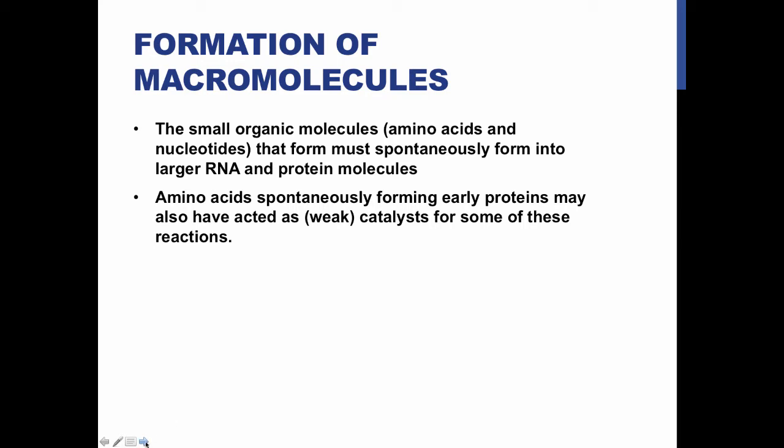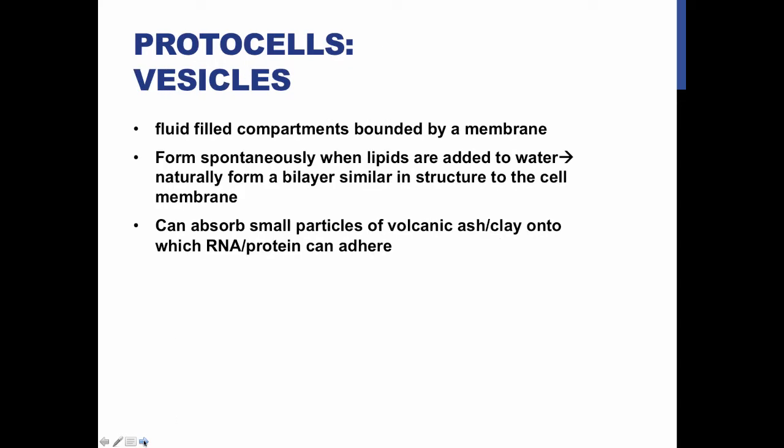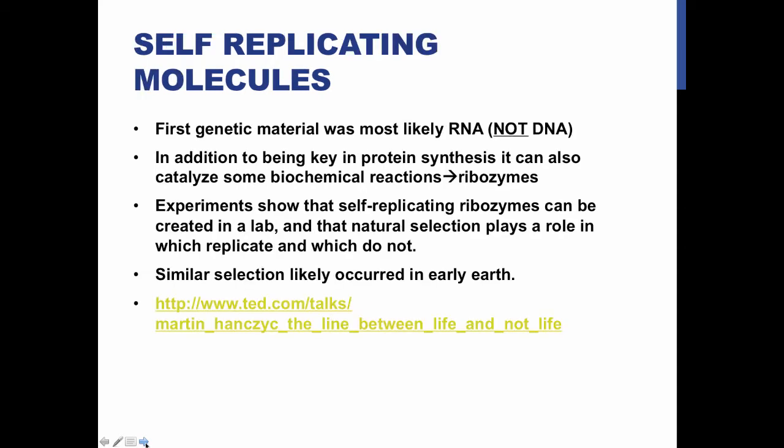It isn't necessarily a favorable or a really common event, but it does occur, and the amino acids themselves can start to catalyze some reactions. And so then from there, we get these protocells bound by membrane vesicles, which we'll talk more about. They can form a bilayer, and they actually absorb small pieces of molecules that form a surface on which the RNAs and proteins can adhere, which gives a start to them becoming self-replicating. So we'll watch the TED Talk in class tomorrow.